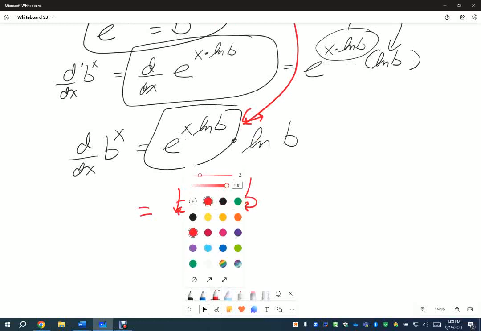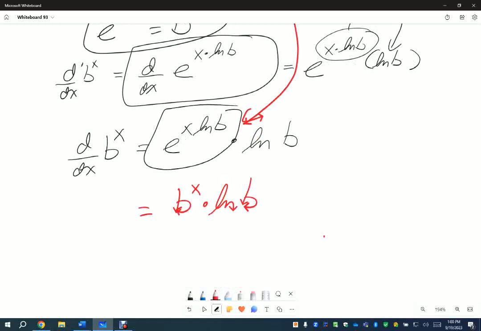Oops, I don't think I meant to do that. But I don't know why that came in there. Okay, little arrows came in there. Sorry, I don't know where that came from, but ln of b. So that is my final answer.